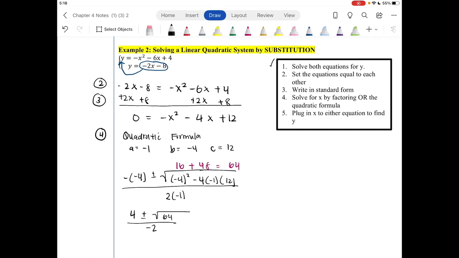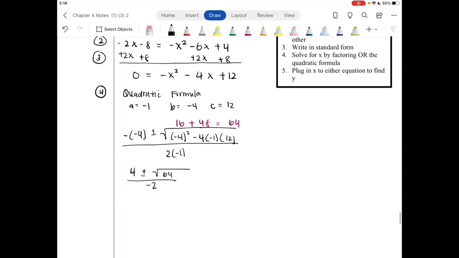And now we know we're going to have two different solutions. We could have x is equal to 4 plus 8, all divided by negative 2, or x can be equal to 4 minus 8, all over negative 2. That means x will be equal to a negative 6, or x could be equal to a positive 2.